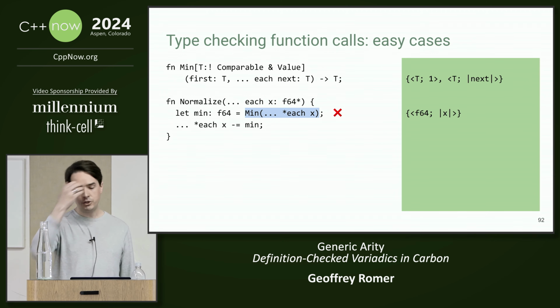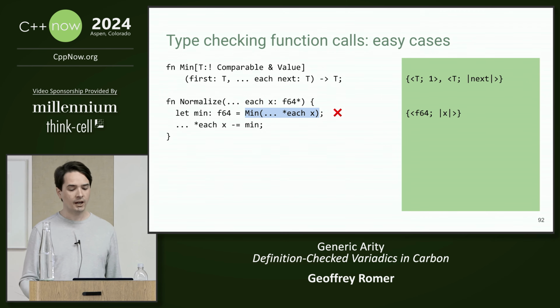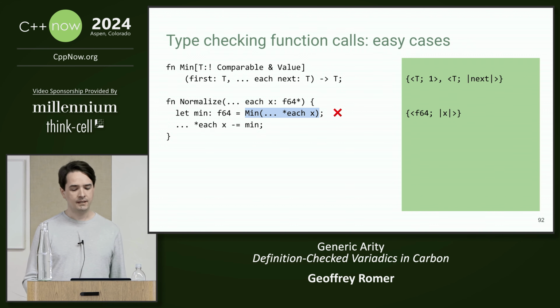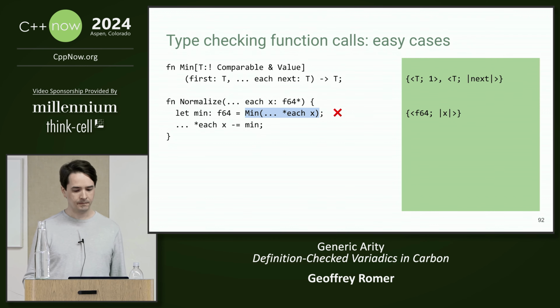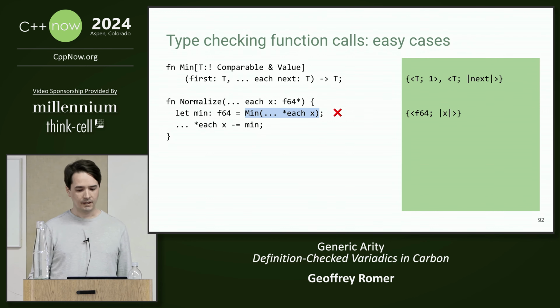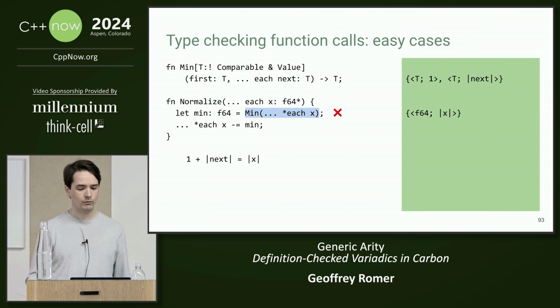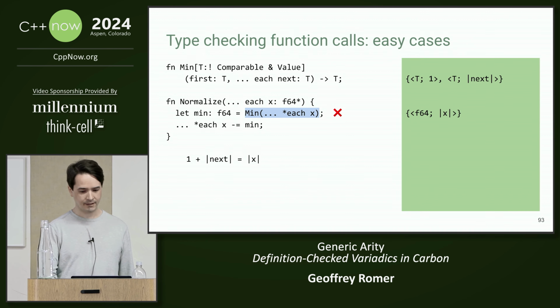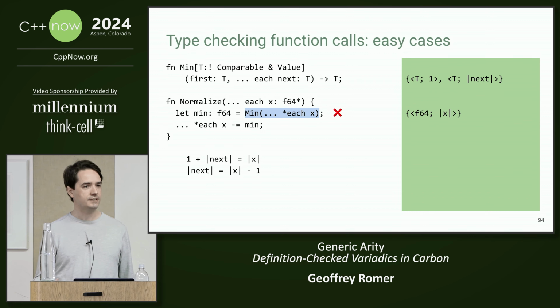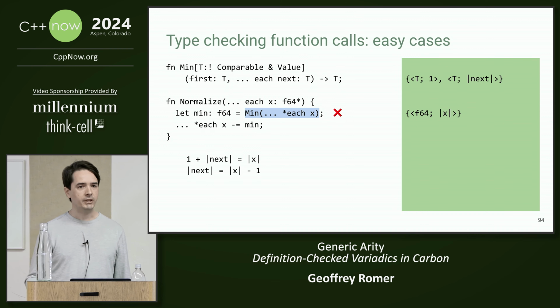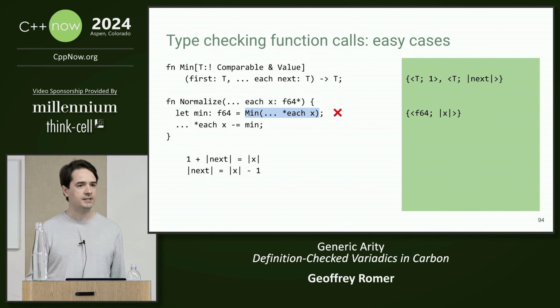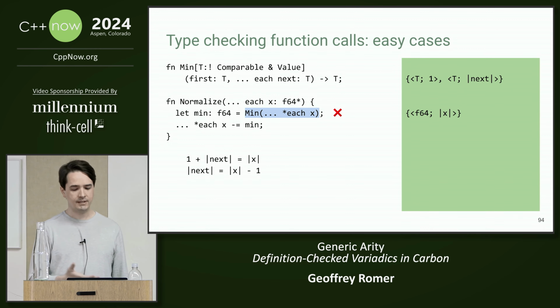In this example, we have 2 parameter segments and 1 argument segment. And this doesn't type check. The problem is that X could be empty, but if it is, there will be nothing for first to bind to. In terms of the segment representation, the problem comes when we try to deduce the arity of next. The sum of the argument arities is equal to the sum of the parameter arities, so we have 1 plus the arity of next is equal to the arity of X. Next is what we're trying to solve for, because the arity of a parameter is always deduced. So we get the arity of next is equal to the arity of X minus 1. But you can't subtract from the arity of a pack because it might be 0. So this isn't valid, the deduction fails, and this doesn't type check.